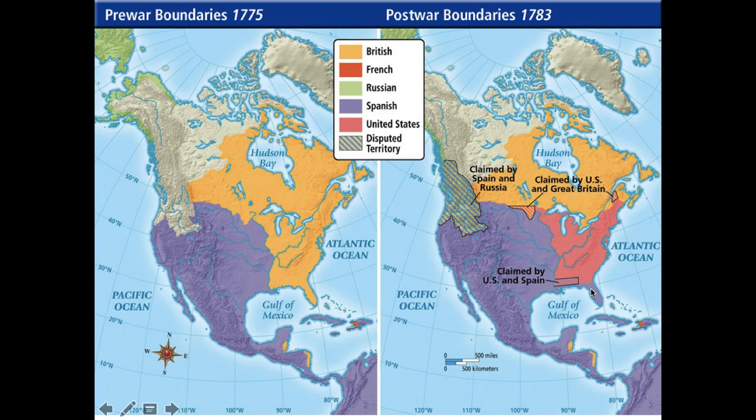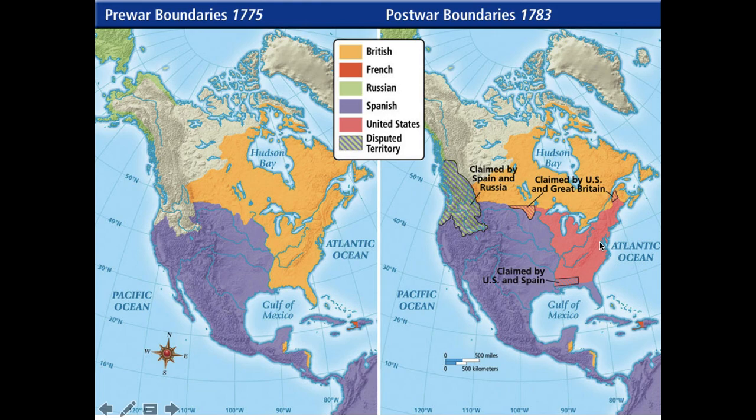Notice that Florida has been given to Spain. Why is that? Well, Spain was one of those countries that helped out the United States, so Spain wanted to get something out of the deal. So Spain at this point owns Florida again. They had lost it at one point earlier in history. Now they have it back. So basically, the United States has everything east of the Mississippi River, except for Florida, which is owned by Spain. There is some disputed territory with Spain, and we'll come to that later on. And then they own everything up to what is now Canada.